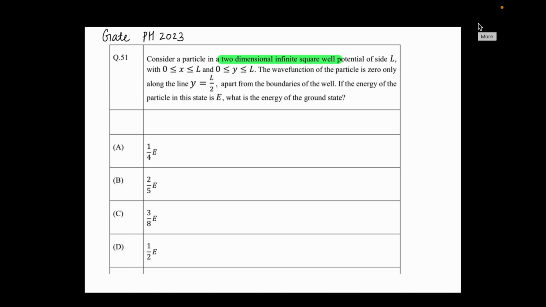So let's start the question. Consider a particle in a two-dimensional infinite square well potential of size L. Now your particle is confined in this infinite potential, which is constrained between x from 0 to L and y from 0 to L.